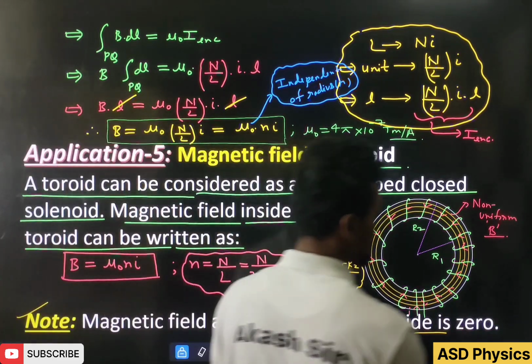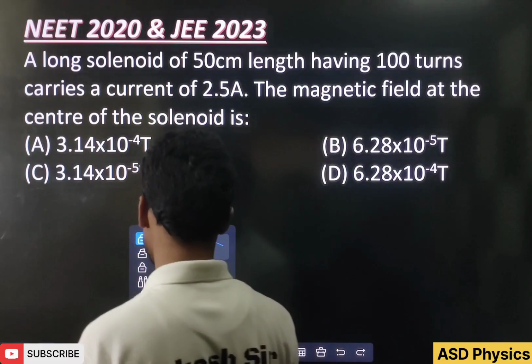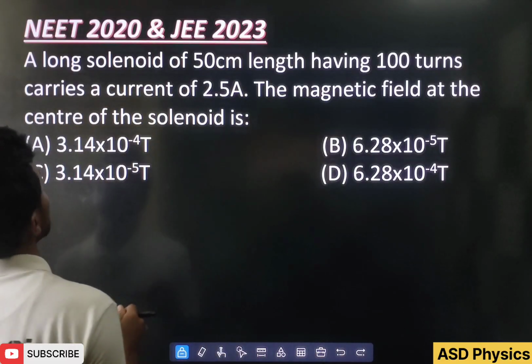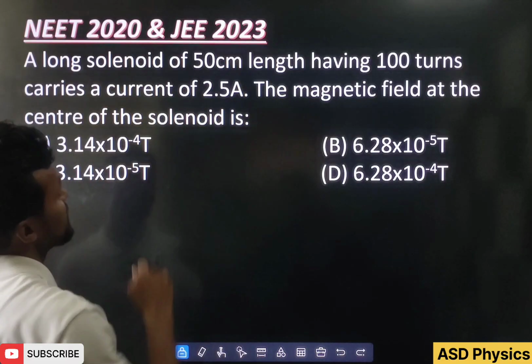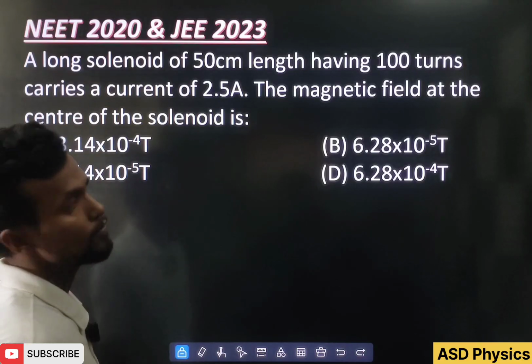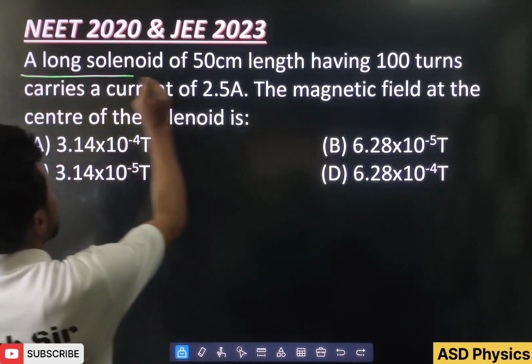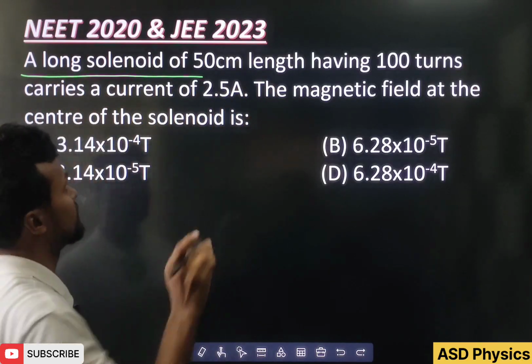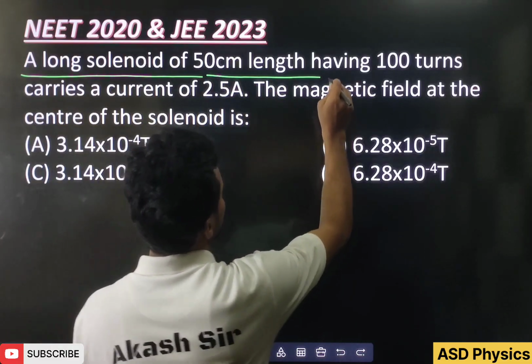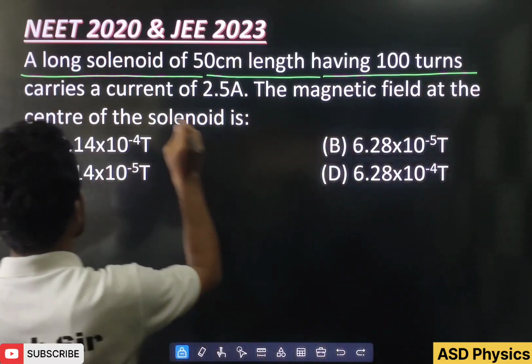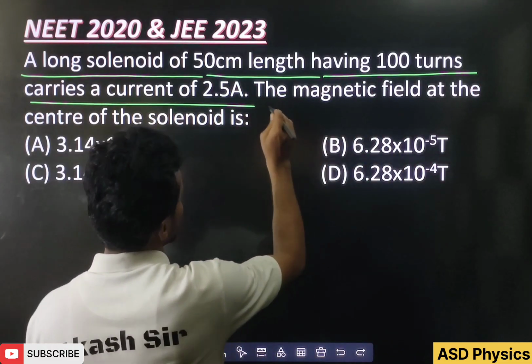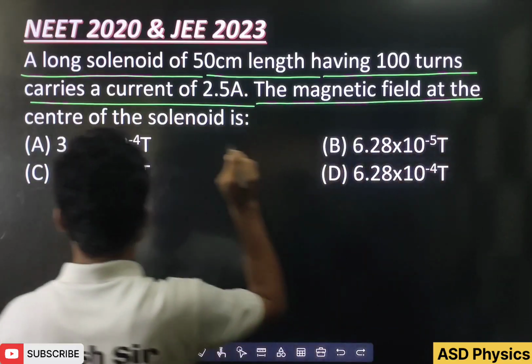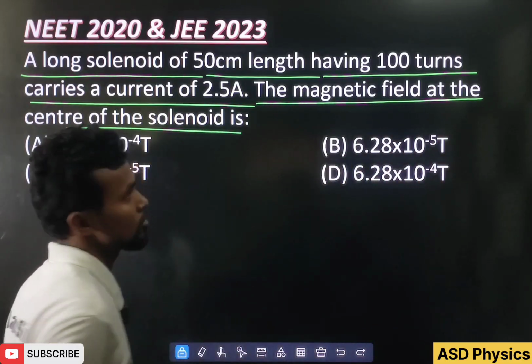Now students, we'll go to the next one. Here you can see NEET 2020, and even in JEE 2023 the same kind of questions they have asked. The question: a long solenoid, that means by default infinite, of 50 centimeter length having 100 turns carries a current of 2.5 ampere. The magnetic field at the center of the solenoid is how much?